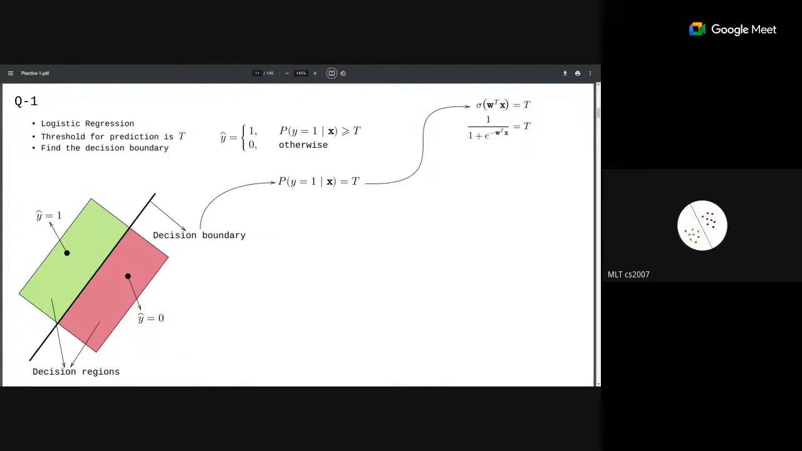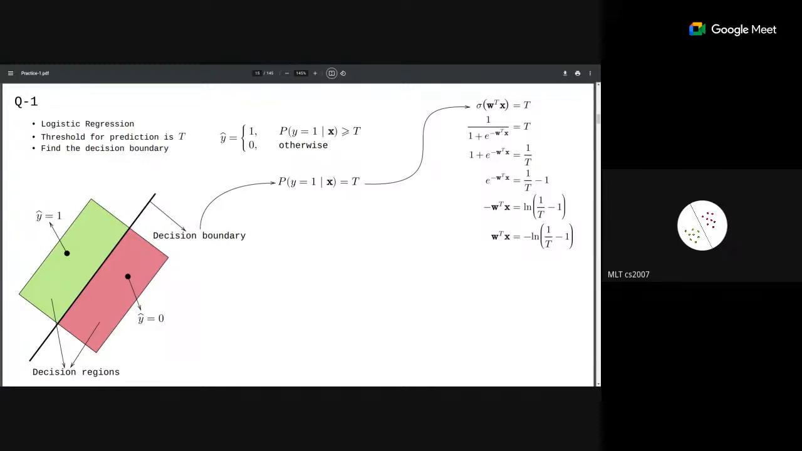Correct. So we just take the reciprocal, we do 1 by T, and then we can subtract 1 on both sides. So we get 1 by T minus 1 is equal to e power minus W transpose X. Now we can take log on both sides, and we end up with minus W transpose X equal to ln of 1 by T minus 1. I hope that part is clear to all of you, the sequence of steps that we have done. So finally we end up with W transpose X equal to some quantity. Don't worry about what this quantity is exactly, but this is what we get.